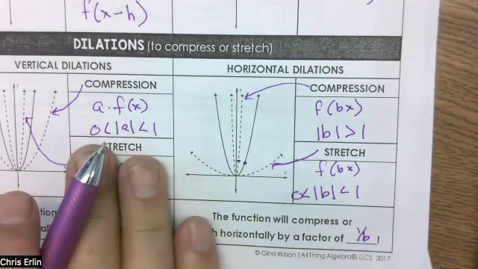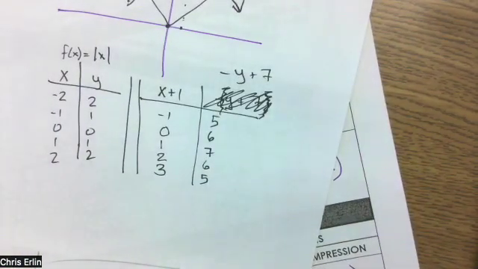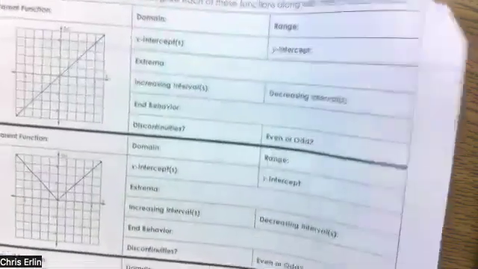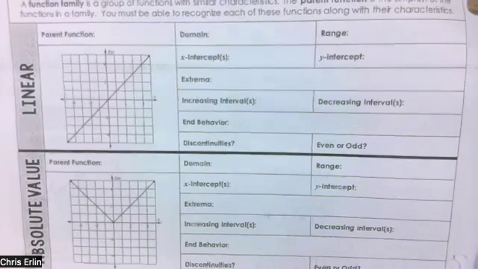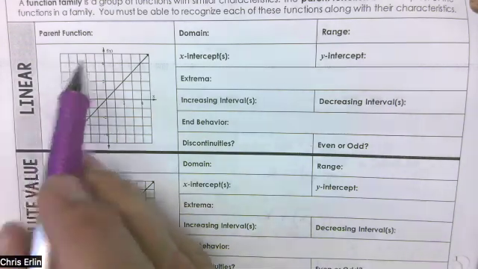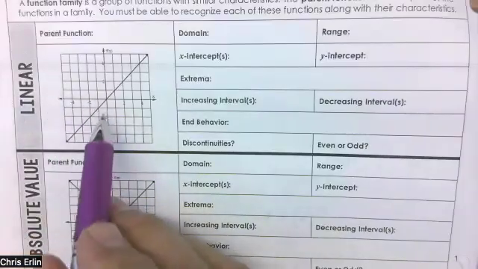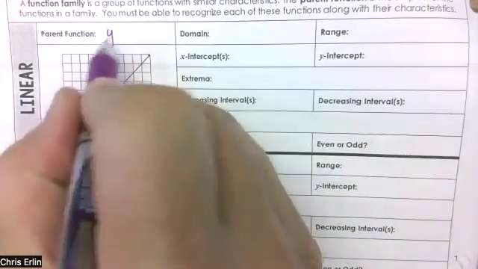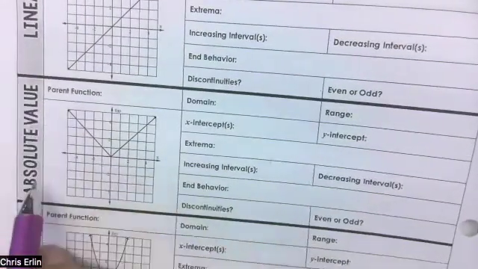This is a reference sheet that should allow you to reference this when doing work. But of course, I need you to be able to recognize not just transformations on parabolas, but on all the functions. So we need to know the parent functions. What's this parent function called? A linear function. y equals x. What's this parent function called? An absolute value function.